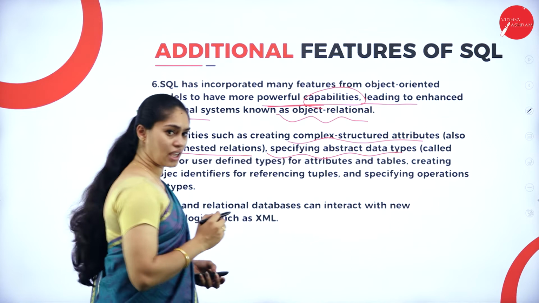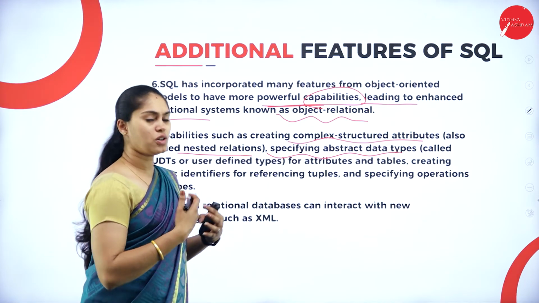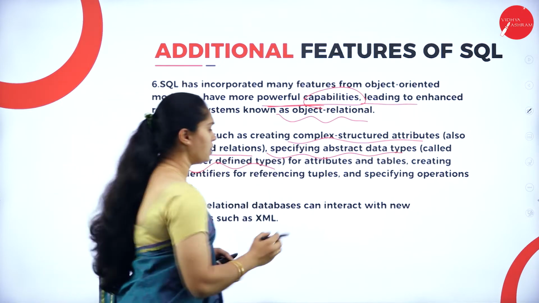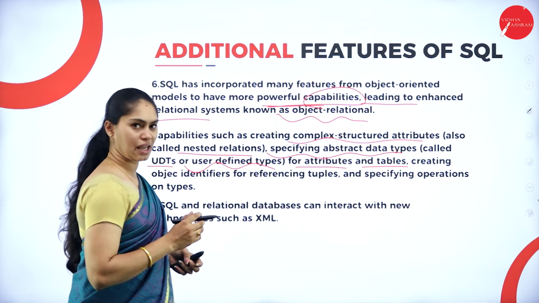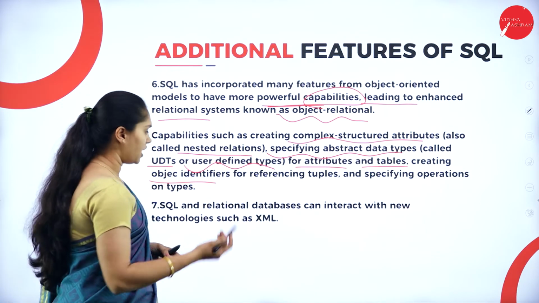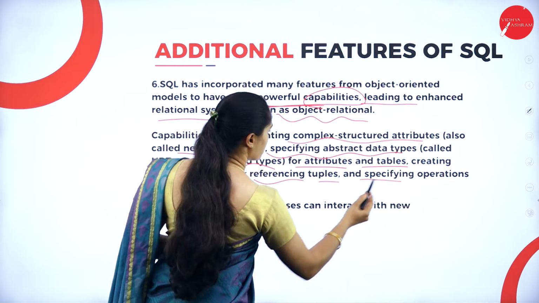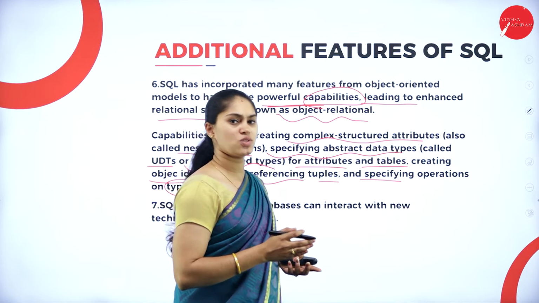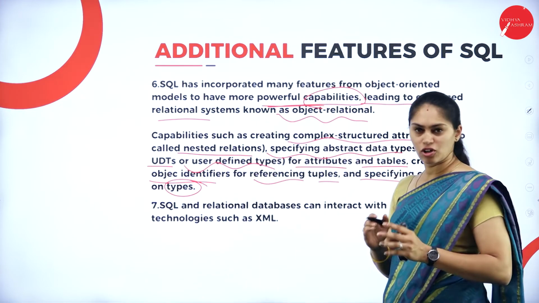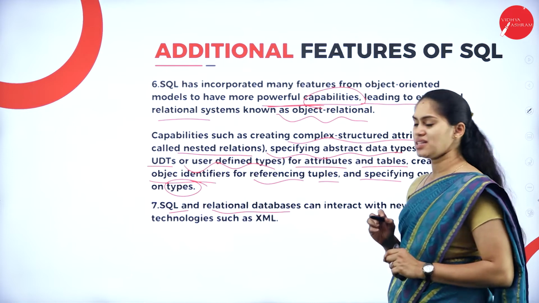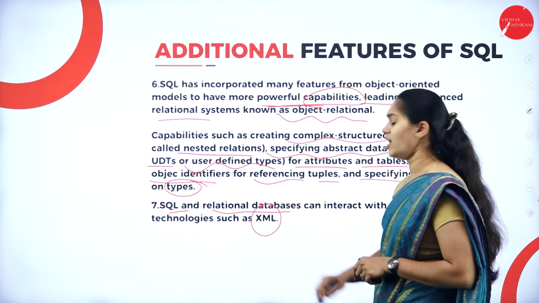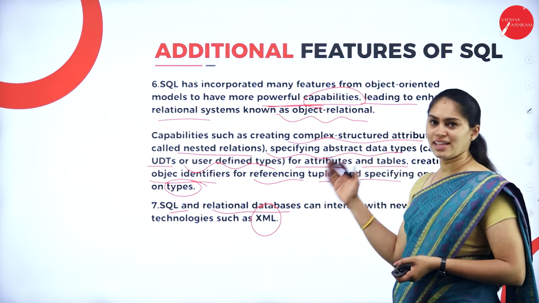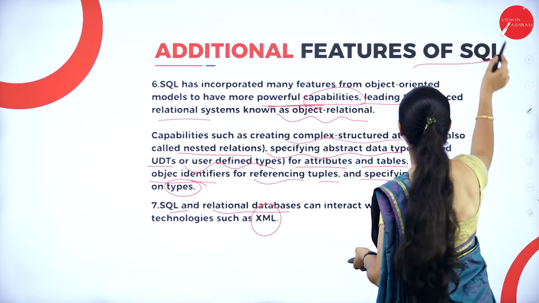You can write nested relationships here, and it can also specify abstract data types. Abstract data types mean we can have our own data types, UDTs, user defined types for attributes as well as for tables, and creation of object identifiers for referencing the tuples and specifying the operations on types. All these are additional features which we can have in SQL. SQL and relational databases also interact with the technology called XML, that is extended markup language.